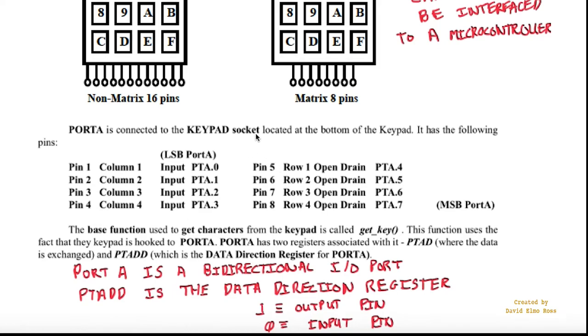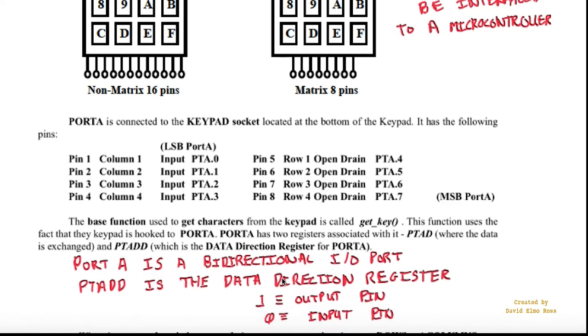So port A is what we talked about earlier, and port A is the bidirectional I/O port. PTADD is the data direction register as we saw.